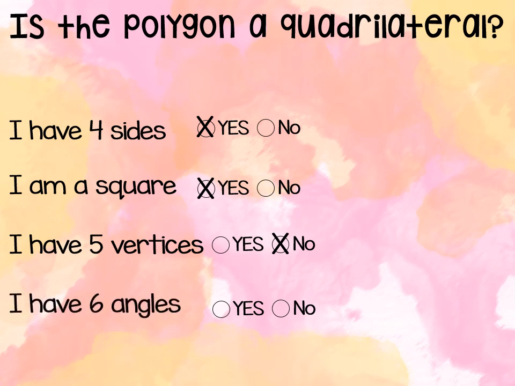And the last one, I have 6 angles. Could you make a quadrilateral from a shape that has 6 angles? No. If a shape has 6 angles, that would make it a hexagon.